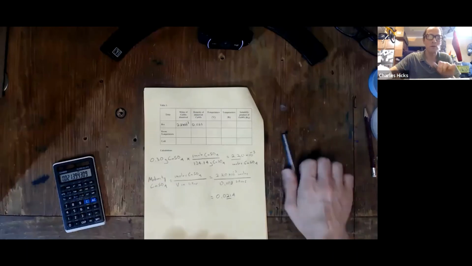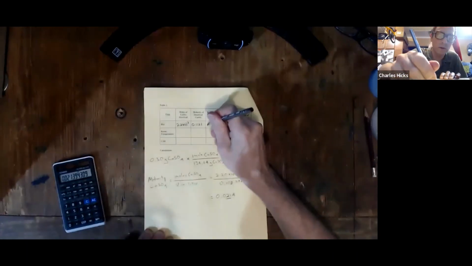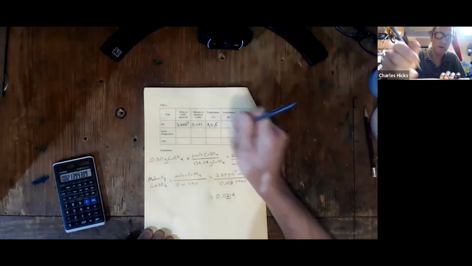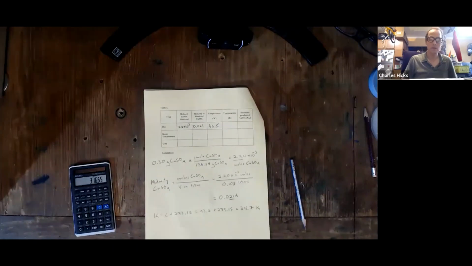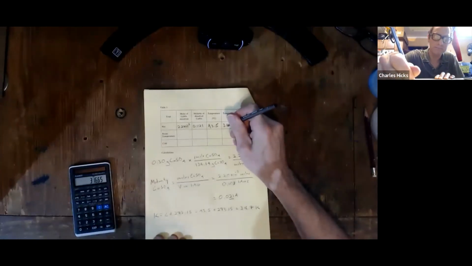Okay. The temperature we observed was 43.5 degrees Celsius when the solution was filtering in the funnel. Okay. And that calculates to 316.7.